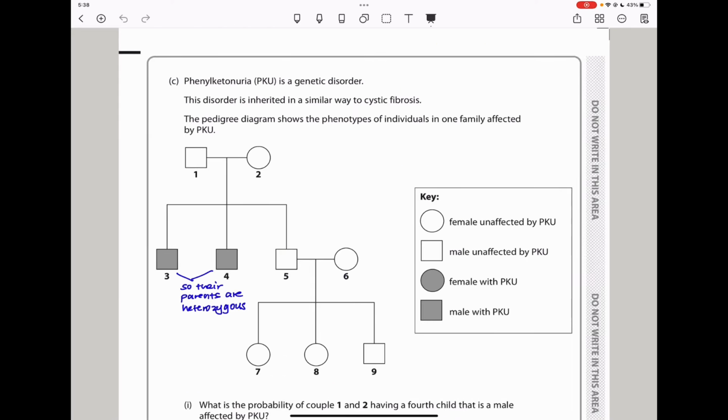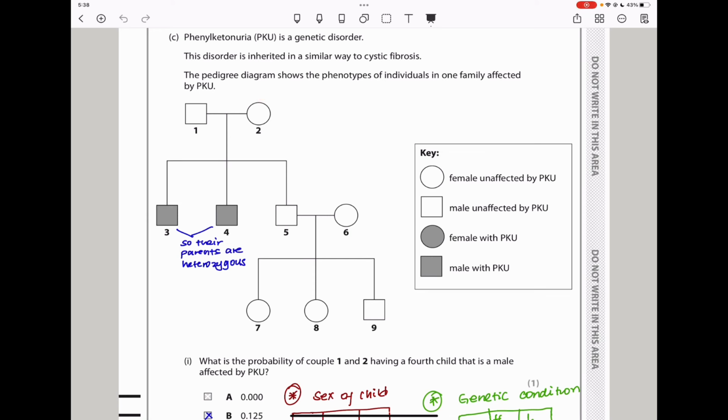So moving on. Here they say, phenylketonuria or PKU is a genetic disorder. This disorder is inherited in a similar way to cystic fibrosis. The pedigree diagram shows the phenotypes of individuals in one family affected by PKU. So here we can see the phenotypes. These are not affected, these are affected.